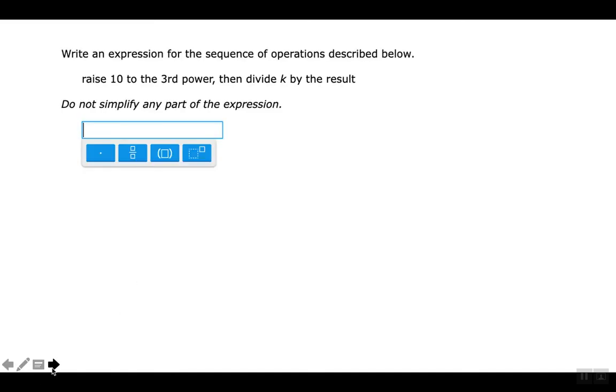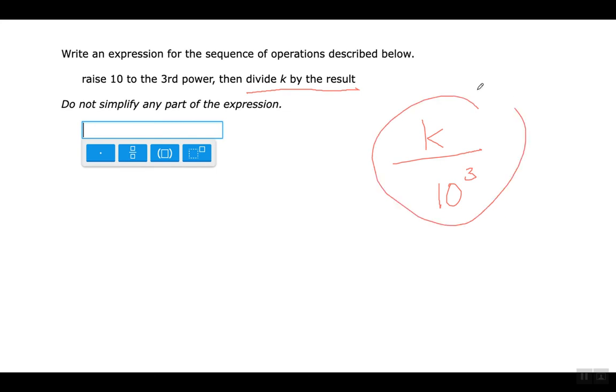Alright, and I'll do one more. So raise 10 to the 3rd power, then divide k by the result. We're dividing K by the result, so the K has to go on the top. Dice dividir K por el resultado de esto, así que K tiene que ir arriba. So 10 to the third power goes on the bottom. Okay, you could also write it like this. También se puede escribir de esta forma.